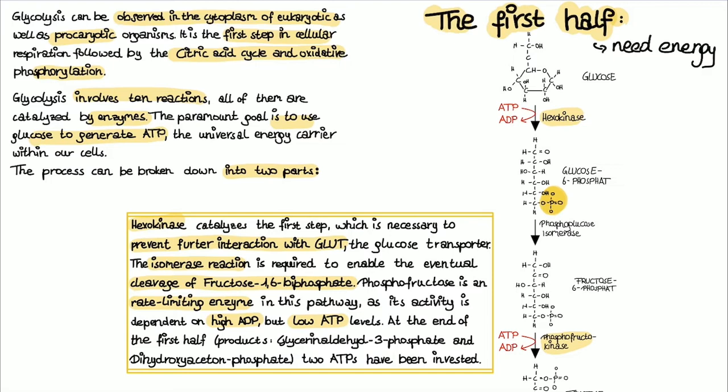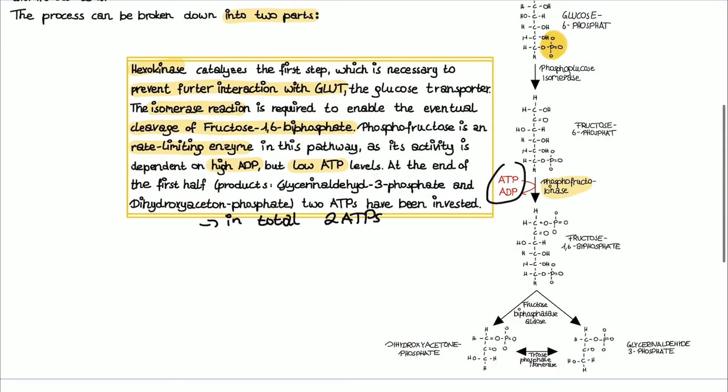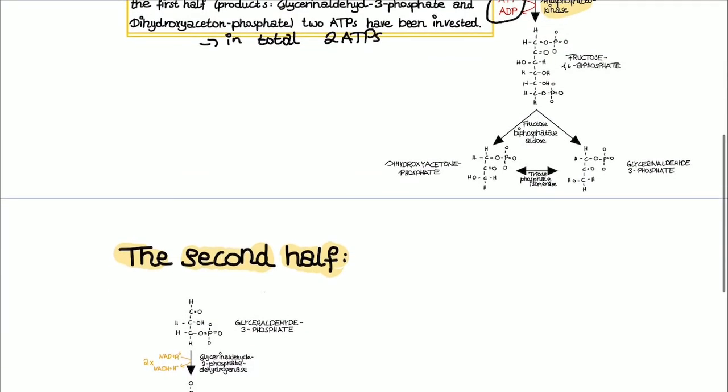As you can see here, we've invested 2 ATPs at the end of the first cycle, but as the rest of glycolysis generates 4 more ATPs, we in total get 2 ATP molecules. Important, and what you might keep in mind is that there is a rate-limiting enzyme called Phosphofructokinase.